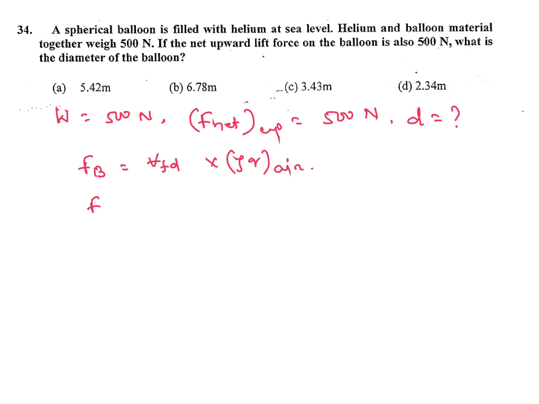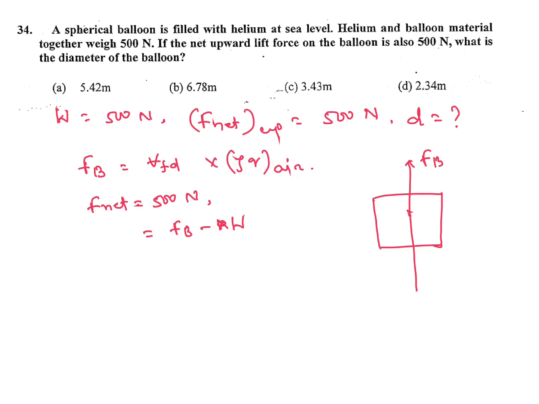F net is also given, 500 Newton. So F net equals Fb minus W. First I will draw the diagram. Here FB is the upward force of buoyancy, downward is W, and net uplift T.